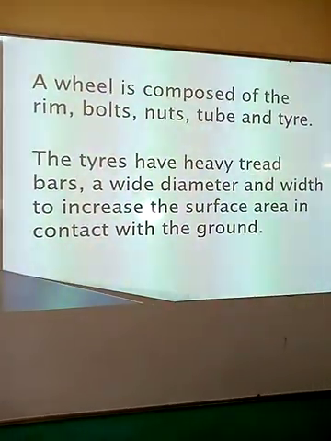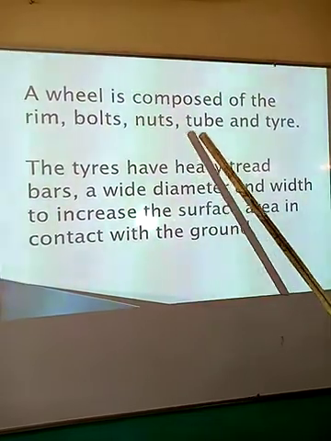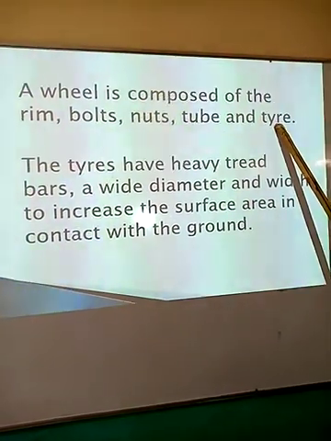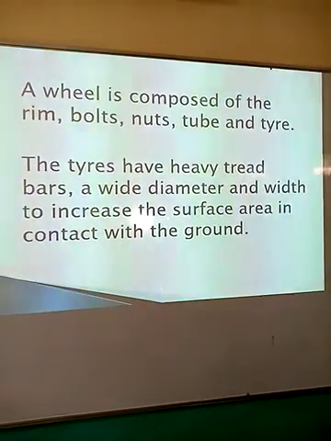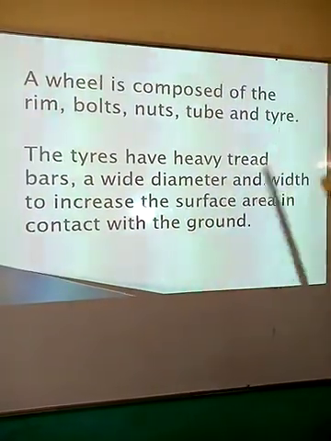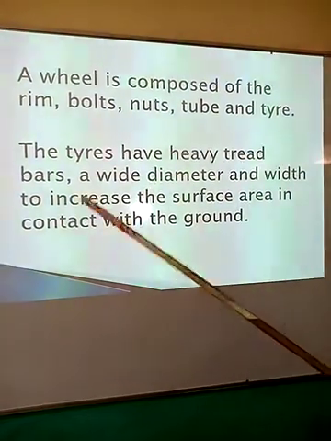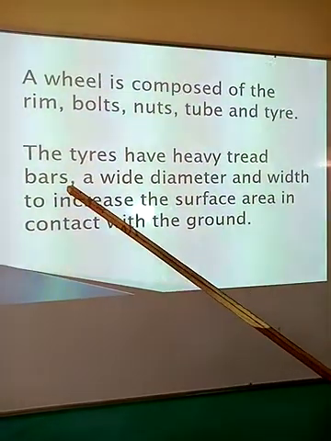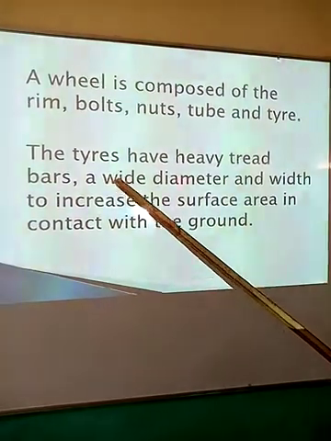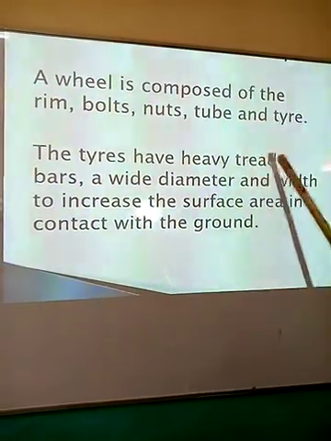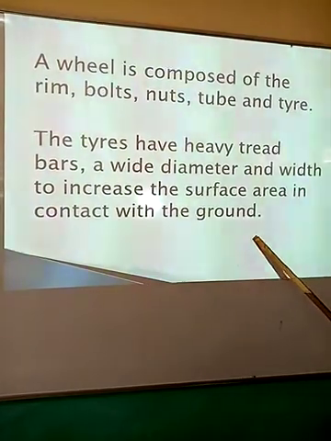Now, a wheel comprises the rim, bolts, nuts, tube, and tires. Though we appreciate the fact that many modern vehicles may not have tubes, they are tubeless, all the same, the rims, the bolts, nuts, and the tires are very essential components of a wheel. And all the tires should have very heavy tread bars, because this is what will help improve traction, that grip on the surface on which it is moving. And then tires should have wide diameters and width. All these will help to increase the surface area in contact with the ground so that the traction is improved.